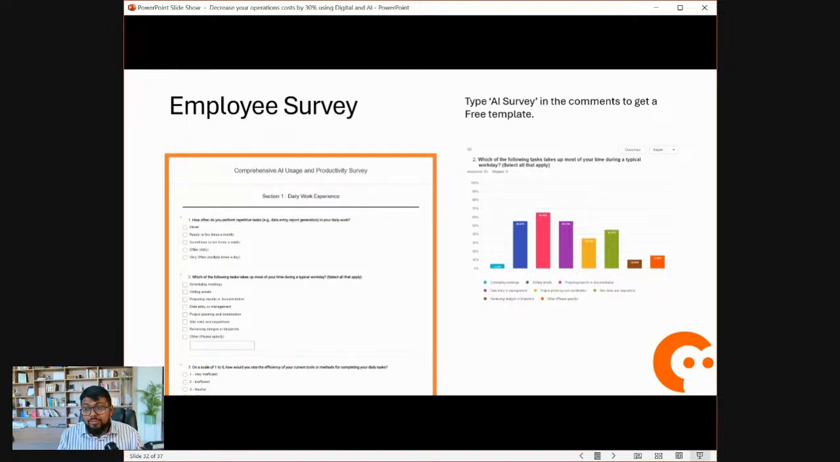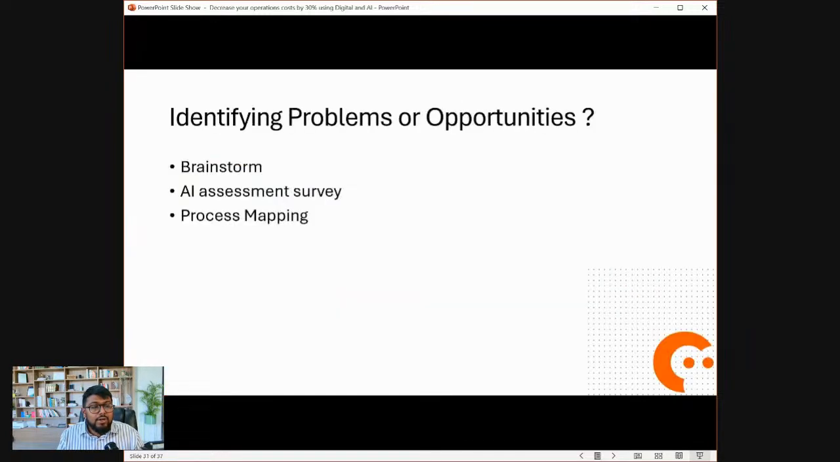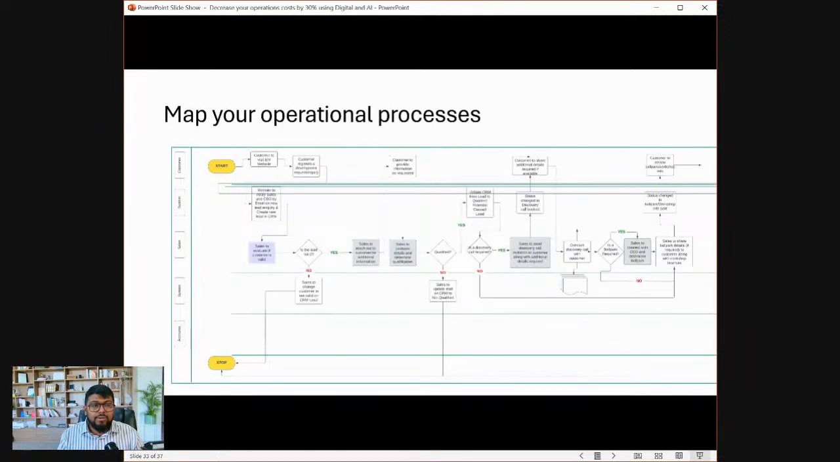That's the second way of identifying the problems that you have. And third way is to do process mapping. Now, this is something that if you haven't done so far, I would highly recommend.